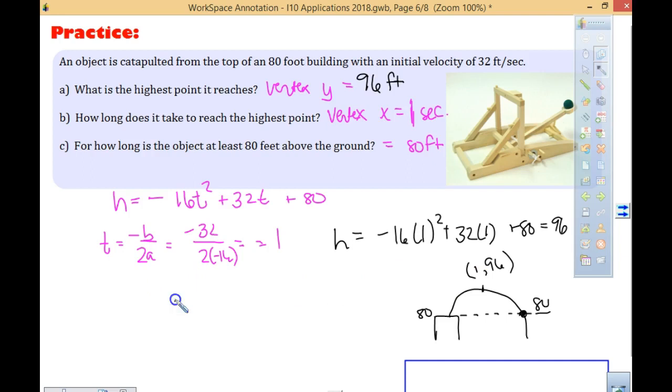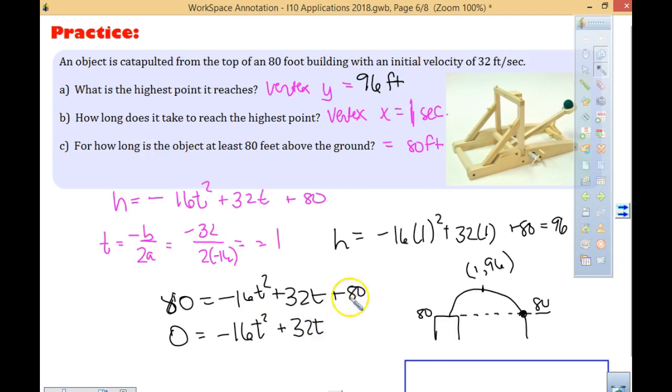Okay? But how would you solve it if it wasn't as nice? This one is pretty nice because it gives us 80 and we started at 80. So we would put 80 equals, that's our height, negative 16t squared plus 32t plus 80. And when you set it equal to 0, you're going to have negative 16t squared plus 32t, because the 80 is going to cancel, right, by subtracting 80.